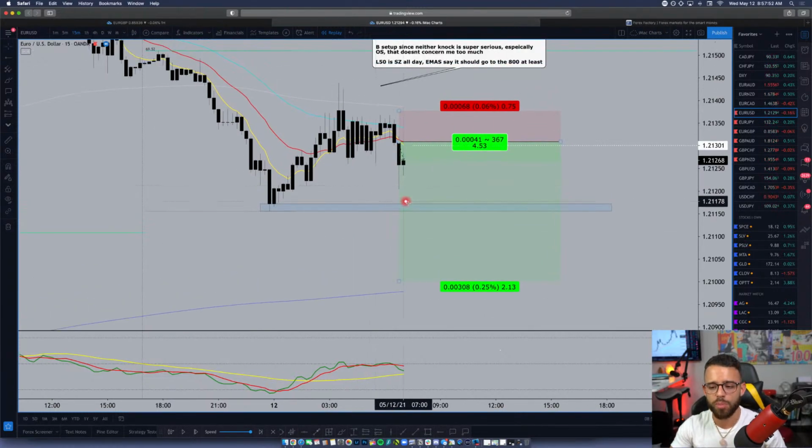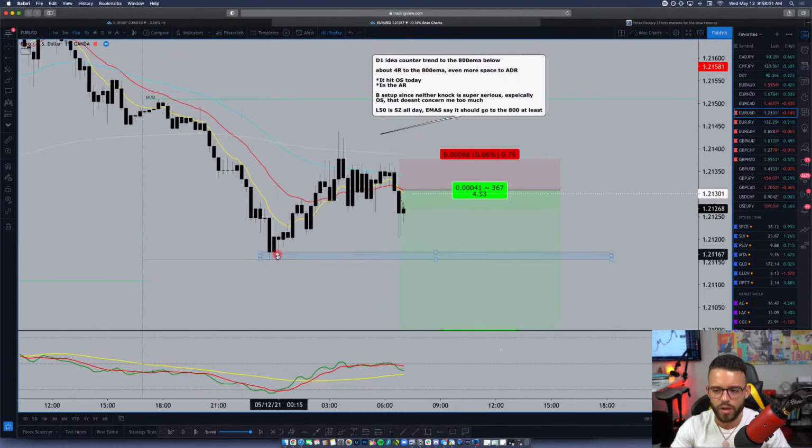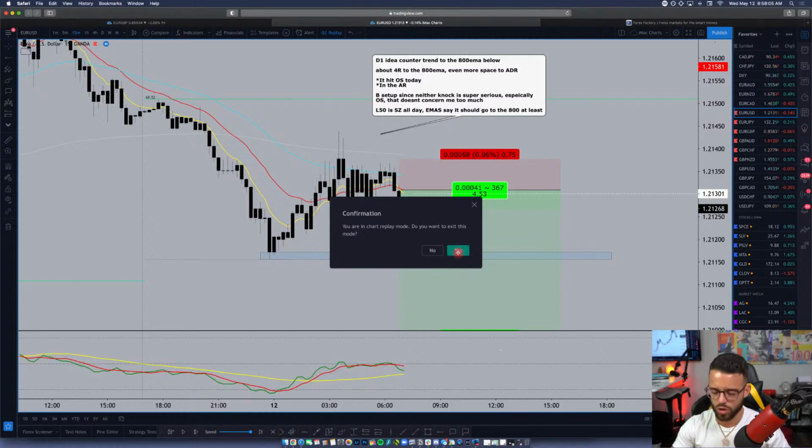Either way, I took profit at the Asia low because we're still in the Asian range, and I know that if we're in the Asian range, it could stay in the Asian range all day because it already made a decent-sized move in the Asian session. Either way, though, take the entry. Don't try to control the outcome.